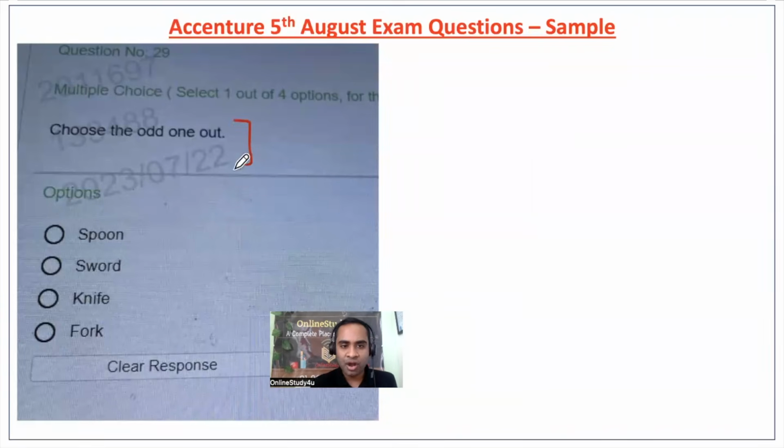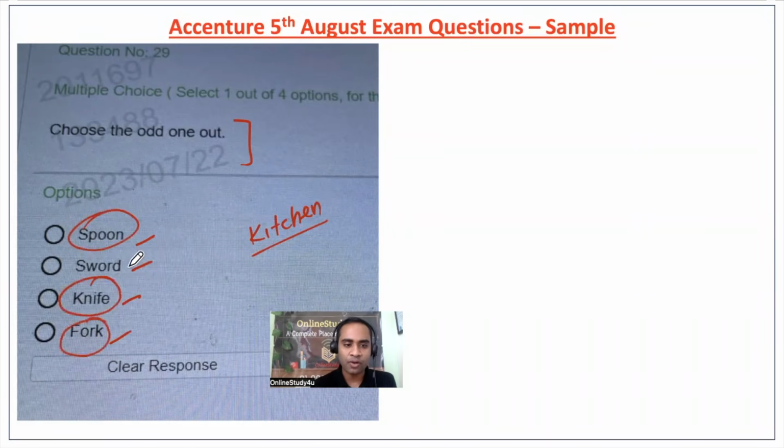Now, choose the odd one out. So friends, a spoon, sword, knife, and fork. In the kitchen, what all will we use? In the kitchen, we will use a spoon, we will use a knife, we will use a fork, and in the battle, we will be using a sword, right? So this particular one is the odd one.